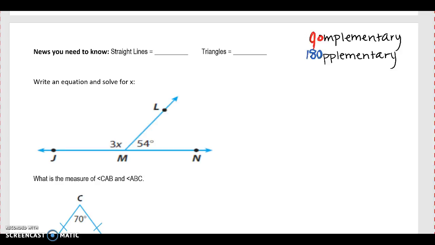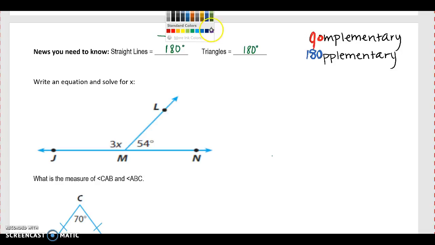A couple of things you need to know to work with angle relationships. You've already learned about complementary, supplementary, and vertical angles. Straight lines are going to equal 180 degrees. If you draw a line perpendicular to another line, those are 90-degree angles, and two 90-degree angles equal 180. So angles on a straight line have a sum of 180. Also, triangles add up to 180 degrees. All three angles in a triangle will equal 180 degrees together.